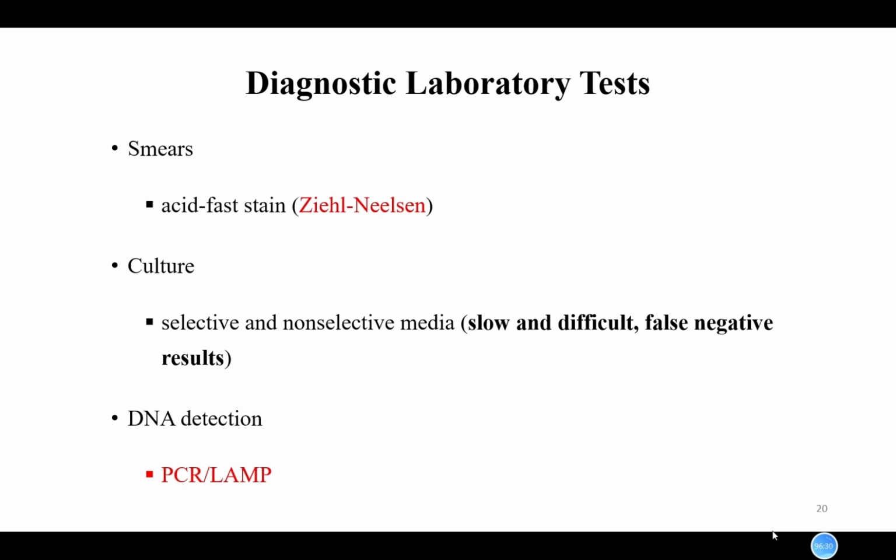Nowadays, we use DNA detection more and more. In the hospital, we can run a real-time PCR to detect the presence of a certain gene, and you can get the results in maybe a couple of hours.